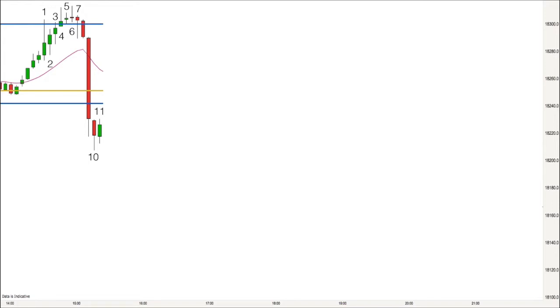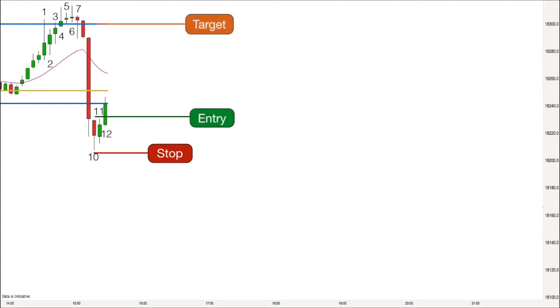Bar 12 goes above bar 11 high, and I get long into the market, and this is my second trade. I place my protective stop below the low of bar 10, which is the swing low, and I set my target to the top of the trading range. So this time my risk is 25 points and my target is 50 points away. So there's a good trader's equation on this particular trade.